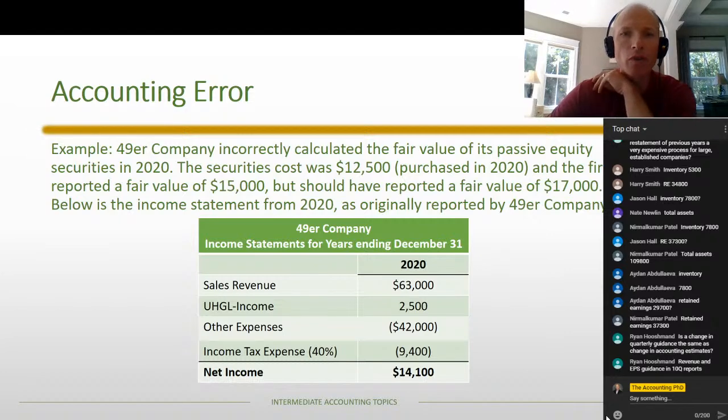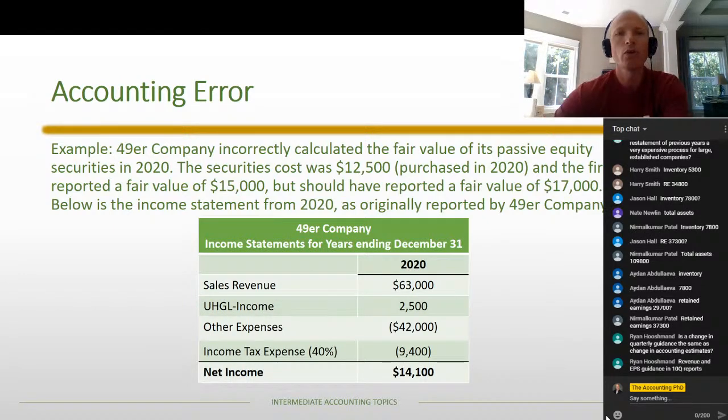All right, so the firm incorrectly calculated the fair value in 2020. The original cost was $12,500. The firm had reported a fair value of $15,000, but they should have reported a fair value of $17,000. So you could imagine on a test being provided this type of information. In some cases I might ask you for the journal entry. In other cases I might ask you for the updated account balances. I kind of vary it, but just so you're aware, the skills that we're doing on this problem are skills you're going to have to demonstrate on the test.